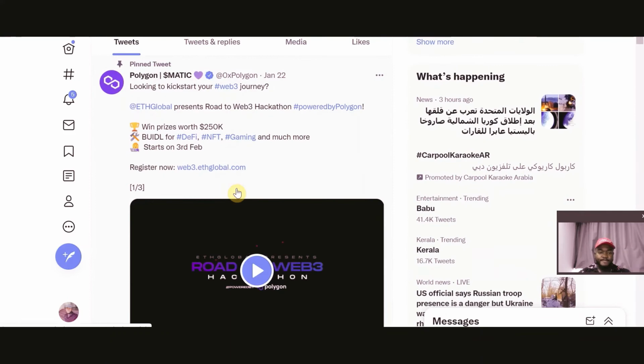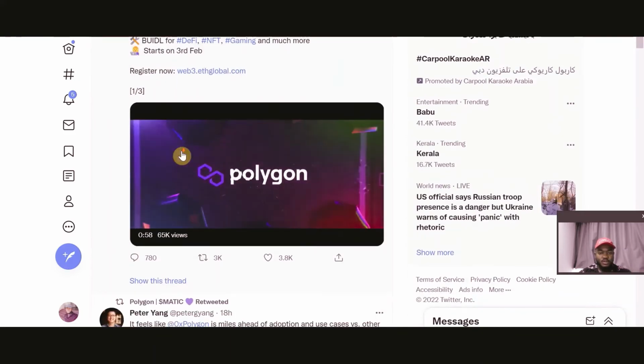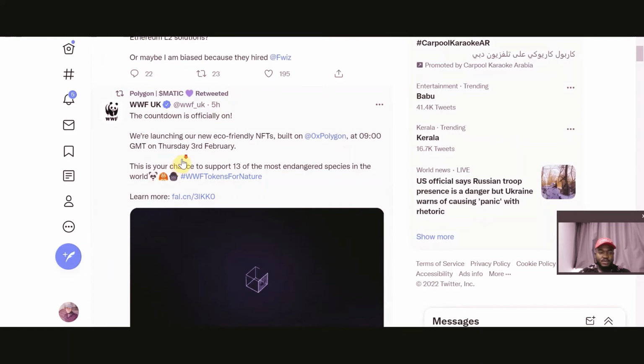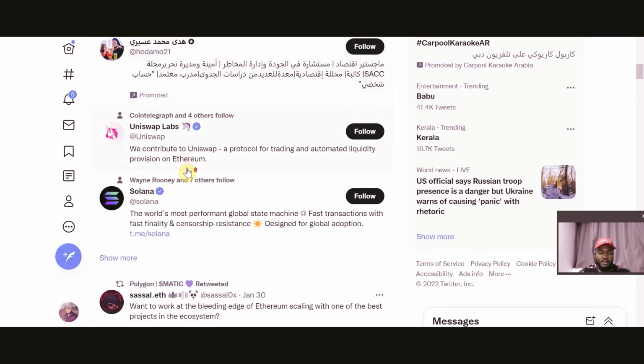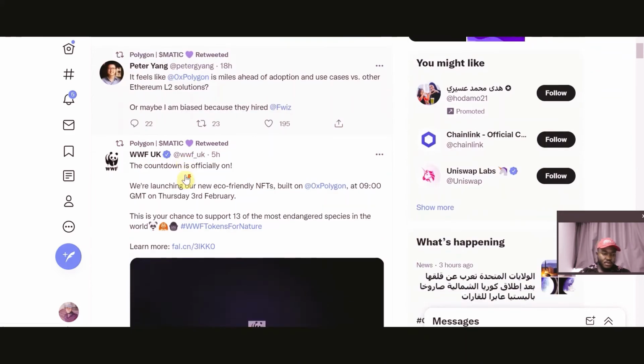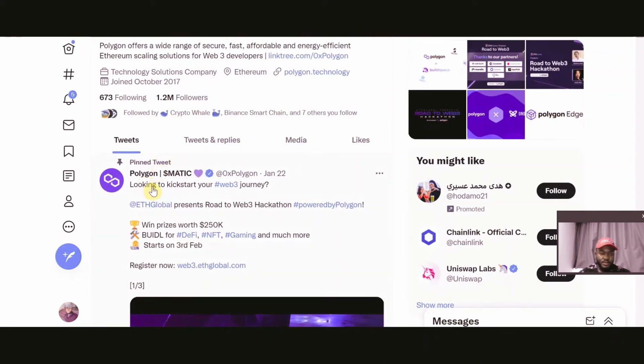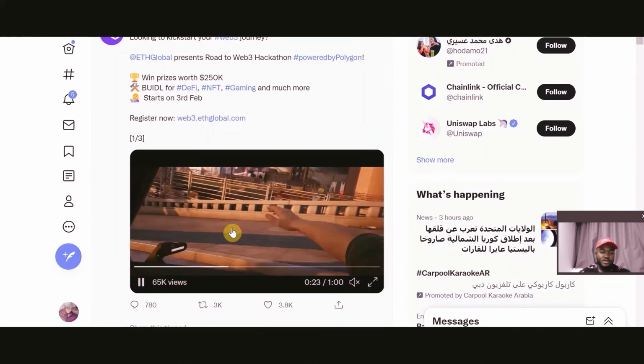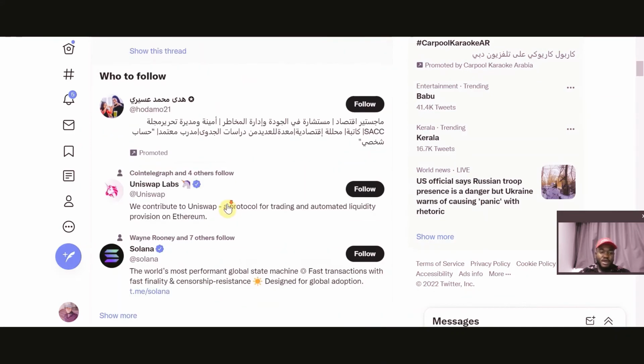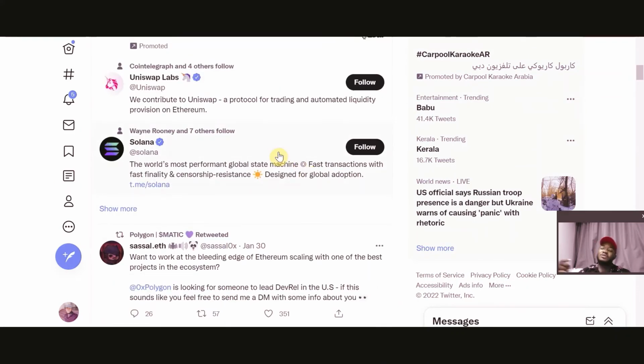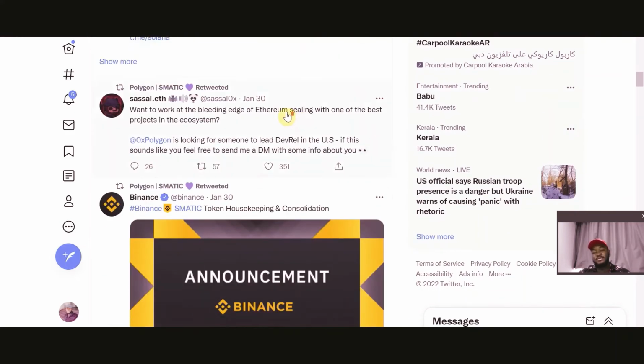These people. So there was a new development in this token, and this thing is going to make it go high in a short period of time. You see, looking to kickstart your Web3 journey? ATH Global presents Road to Web3 Hackathon. Win prizes worth 250k, all this blah blah blah. So you have to follow the trend and know what's happening in a crypto asset, bros.